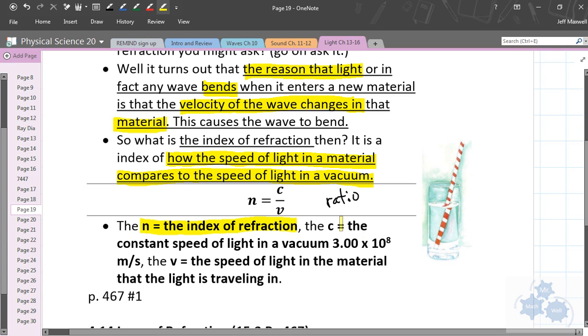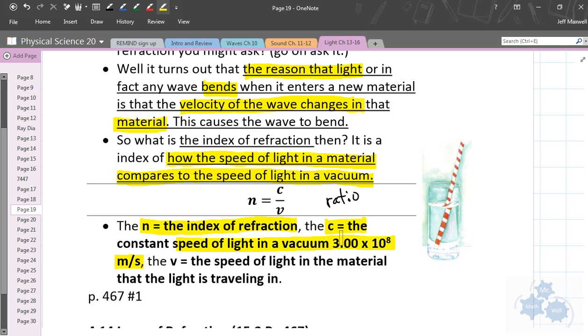N is the index of refraction. C is the speed of light in a vacuum, which is this value right here. So the fastest that speed could possibly go is 3.00 times 10 to the 8 meters per second, or 300 million meters in 1 second. And we talked about that, right? When we first talked about light, how it goes around the Earth 7+ times in 1 second if it could actually travel in a straight line. If you shone your flashlight and it could go all the way around the Earth without hitting anything or stopping, it would go around about 7 times in a second. Really fast.